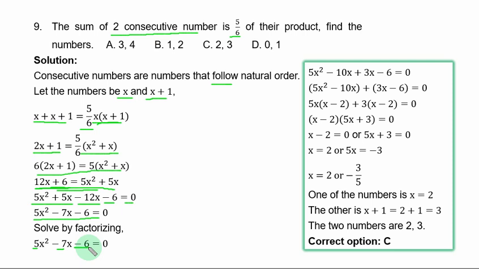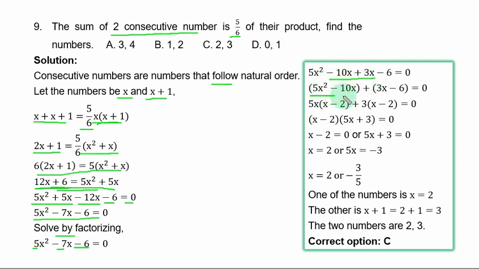To factorize, look for two factors of minus 30 whose sum is minus 7, the coefficient of the middle term, and whose product is minus 30. Such factors must be minus 10S plus 3S. You express the factors in terms of S and replace the middle term with them in this form. The purpose is to have 4 terms so that you factorize by grouping.